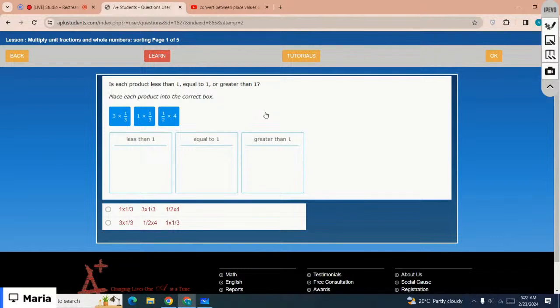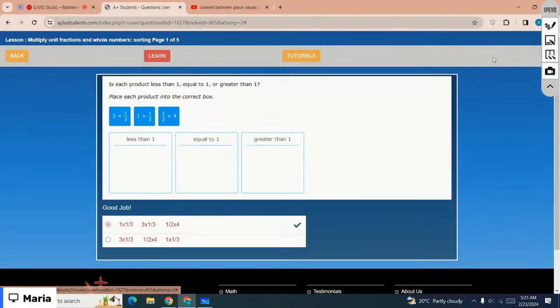3 times 1 by 3, right? 3 times 1 by 3 is equal to 1. 1 times 1 by 3 is less than 1. And 1 by 2 times 4 is greater than 1. The correct option is option number 1 because the first box has 1 times 1 by 3, the second one has 3 times 1 by 3, and the third one has 4 times 1 over 2. Very good.